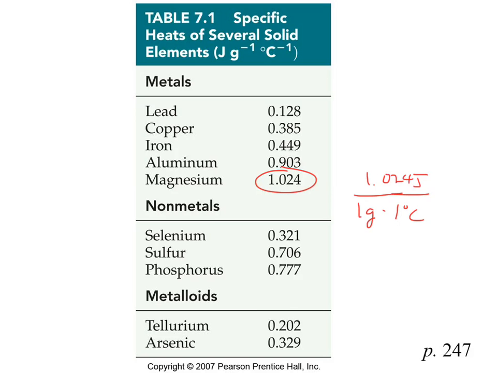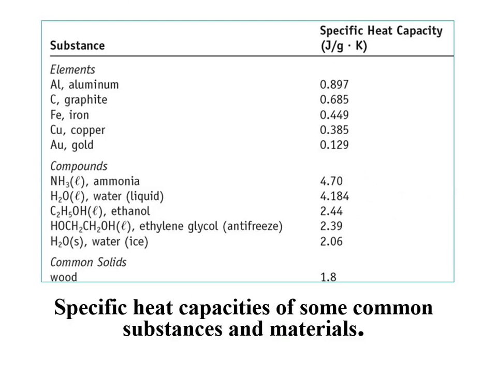The least one down here is tellurium. Again, 1 gram only requires 0.2202 joules of energy to increase its temperature 1 degree Celsius or 1 Kelvin. That's how that works. Specific heat, it's on a table. Here are some other specific heats.